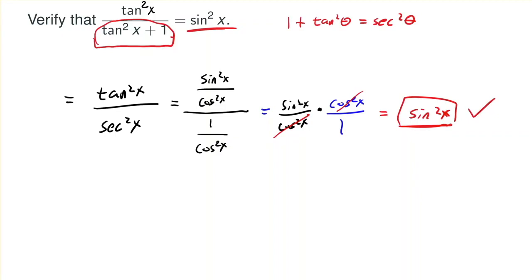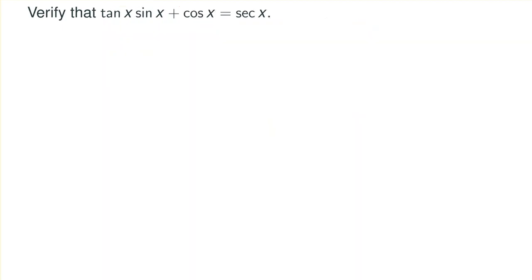And for these problems, feel free to try more. If your first attempt doesn't work, just try the problem again. Verify that this expression equals this. So tangent x times sine x plus cosine x equals secant x.